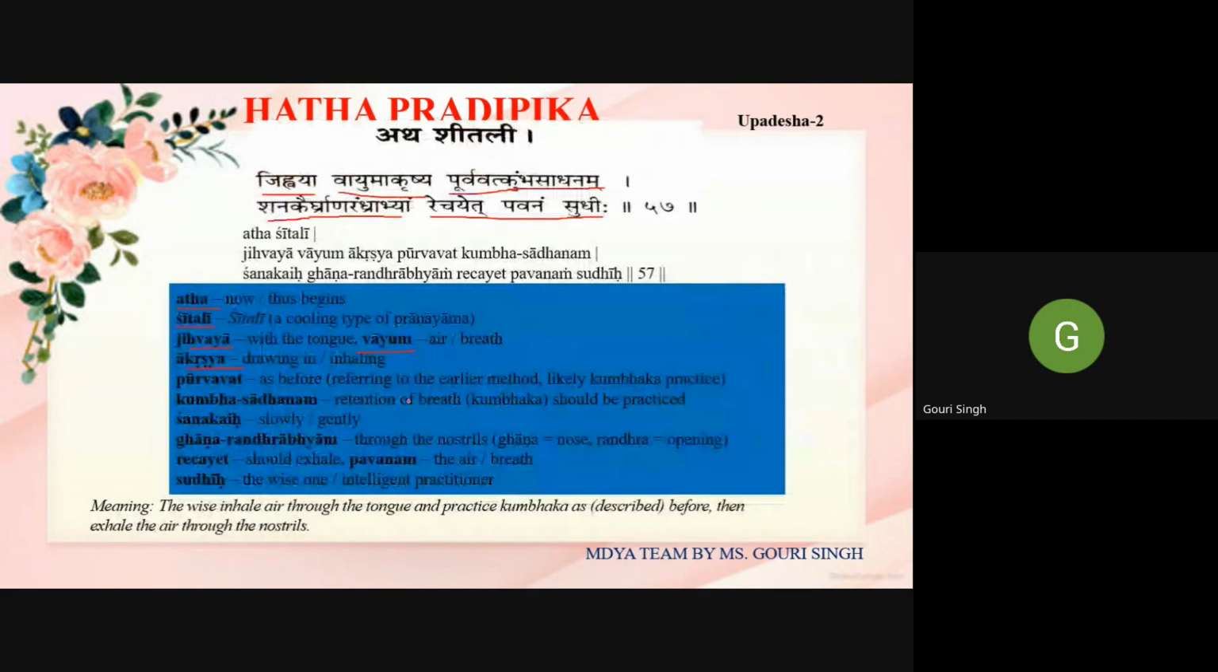Purvavat kumbhaka sadhanam means the kumbhakas described earlier, the kumbhaka practices discussed before. You have to retain your breath, hold your breath in that way. Then shanaih means slowly. You have to do it slowly. Ghrana randhrabhyam means through the nostrils you have to exhale, rechayet pavanam sudhih. The procedure is being discussed here. You have to inhale through your tongue. What is the folded shape in the mouth area?